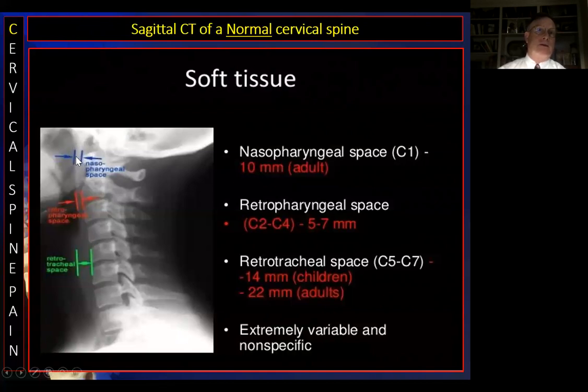Any thicker than that, you need to start thinking about, and you can have thick tonsils too, by the way, but tonsil abscesses and hematomas after trauma, you've got to think about that when you see thickening here, that nasopharyngeal space anterior to the anterior ring of C1. Then you get a little lower to now the retropharyngeal space here can be from about 5 to 7 millimeters. And this is where you can pick up some occult bleeding down through here.